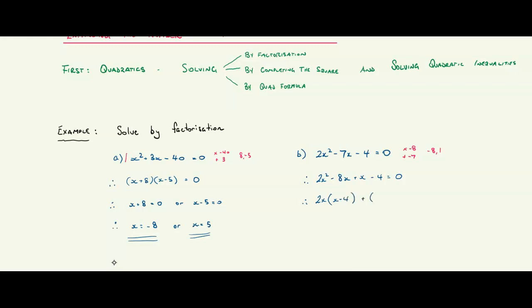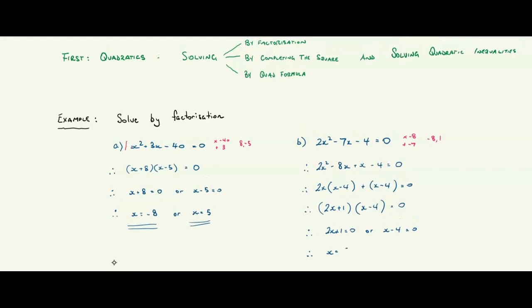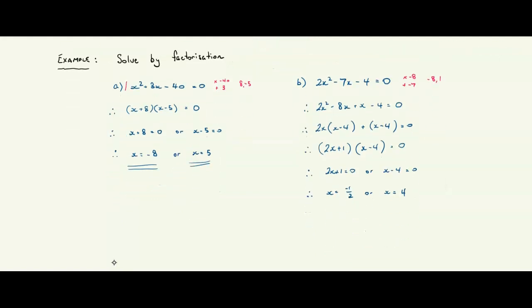And if I've done this correctly, I should get a common factor here of x minus 4. So then I'm collecting like terms. I've got 2x plus 1, lots of x minus 4. Then I bring in my null factor law. So 2x plus 1 must equal 0, or x minus 4 is equal to 0, and therefore x is equal to negative 1/2, or x is equal to 4. And they're my two solutions to this quadratic.